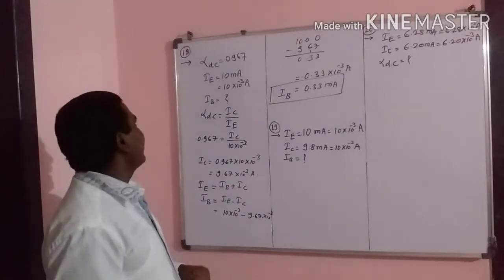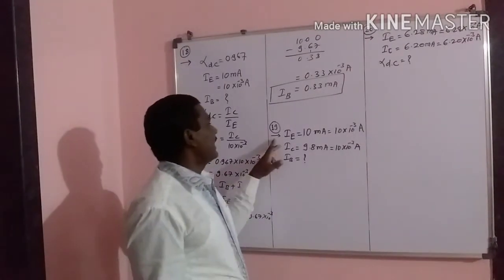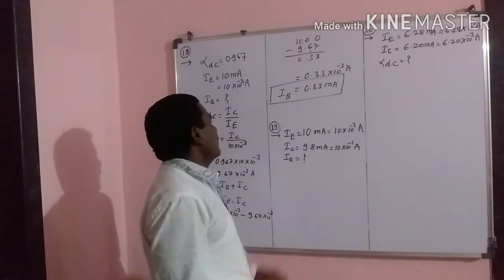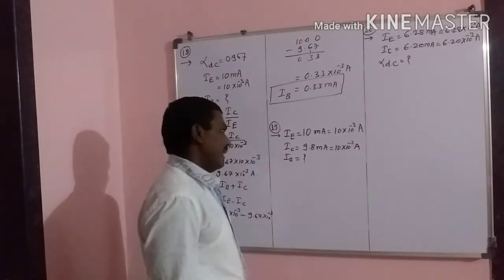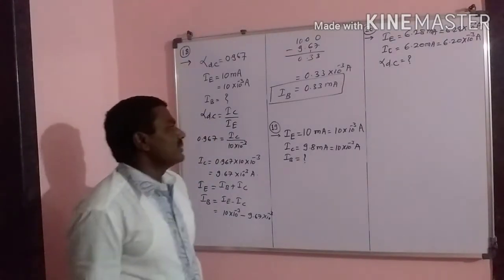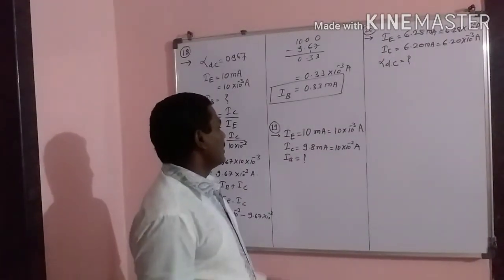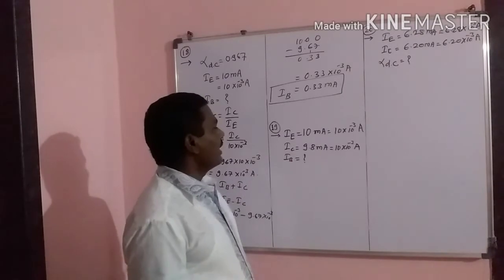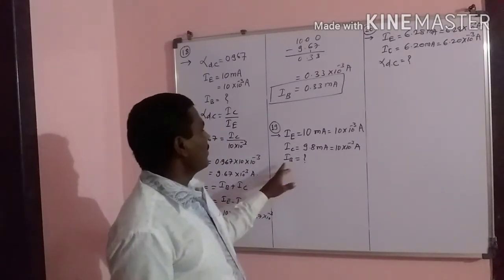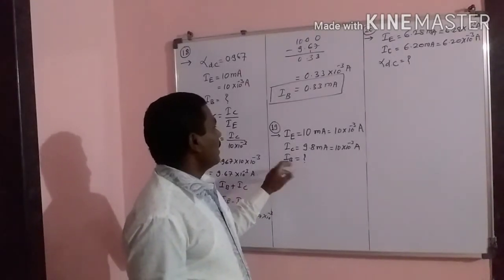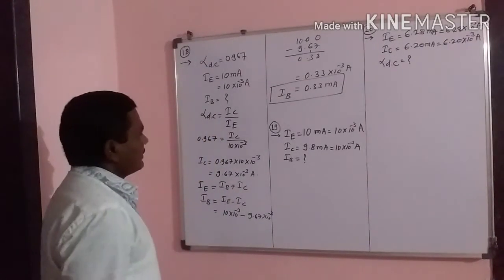Now let us see the next problem, that is problem number 19. In that, the emitter current is given, that is 10 milliampere, and we should convert that milliampere into 10 to the power minus 3 ampere. The collector current is 9.8 milliampere, that is 9.8 into 10 to the power minus 3 ampere. Here we can find out the base current.